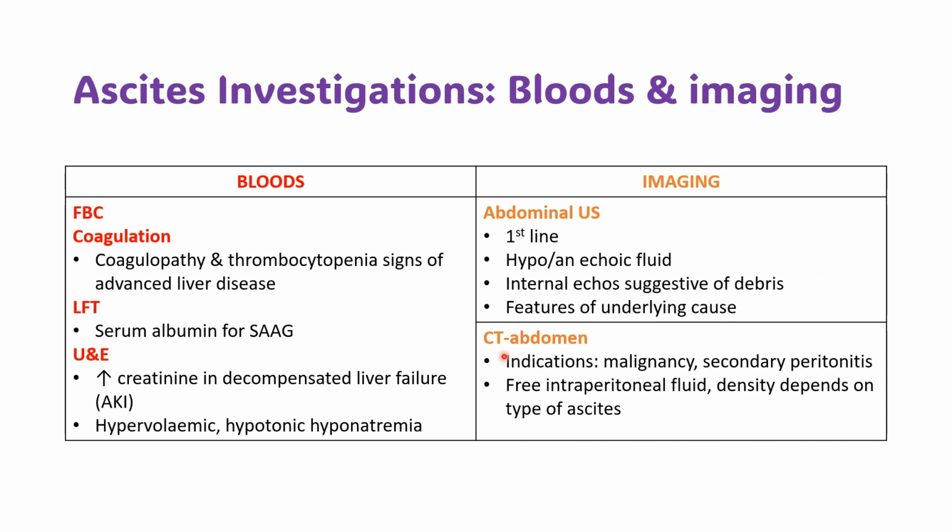We also have a CT abdomen, and this might be indicated in situations such as malignancy or secondary peritonitis. Secondary peritonitis is different to spontaneous bacterial peritonitis. So spontaneous bacterial peritonitis typically results due to cirrhosis. Secondary peritonitis would occur, for example, secondary to hollow viscus perforation, such as small bowel perforation. And viewing from the CT, we'd have some free intraperitoneal fluid, and the density depends on the type of ascites.